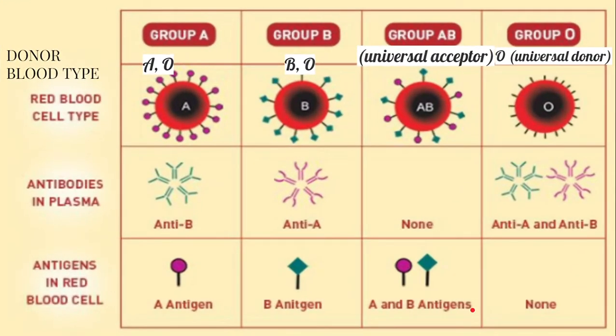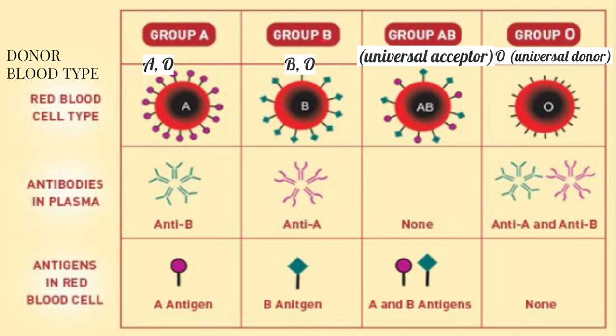So, now group A, group B, group AB, and group O. First, donor blood type. The donor blood type of group A is A and O. Here, donor blood type means that if a person having blood group A has to accept blood from someone else, the blood group of those persons should be either A or O. So, a person of group A can always receive blood from group A or group O.